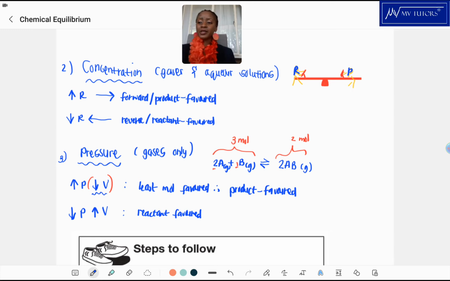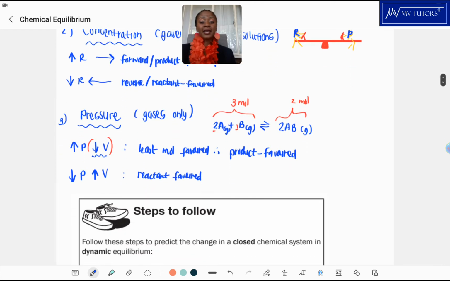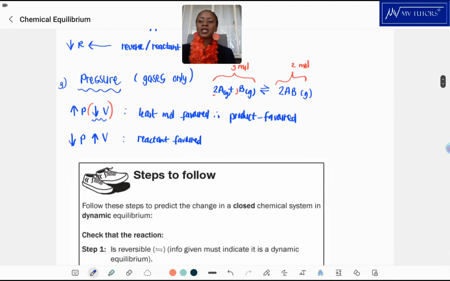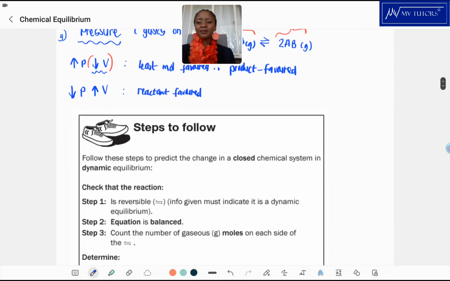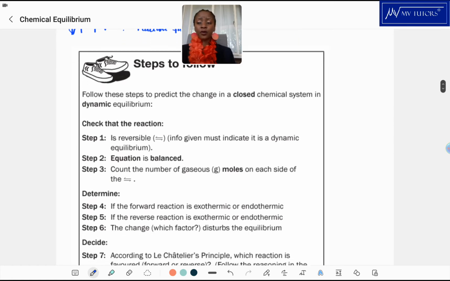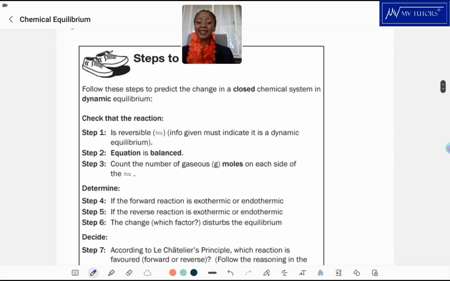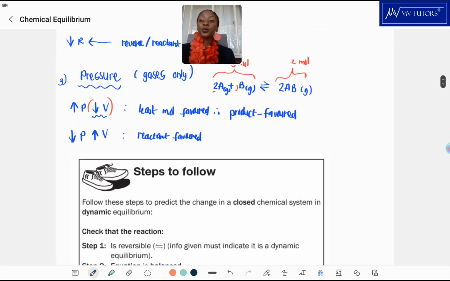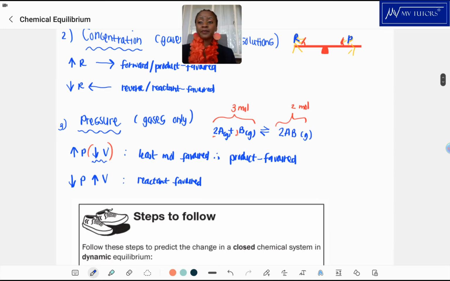So I've taken here a screenshot from the study guide Mind the Gap, which gives you steps to follow. When you're trying to predict the change, where will the equilibrium change in a closed chemical system, in dynamic equilibrium? First of all, it has to be reversible. You can't have a one-way reaction. And then the equation must be balanced, guys. This is important.